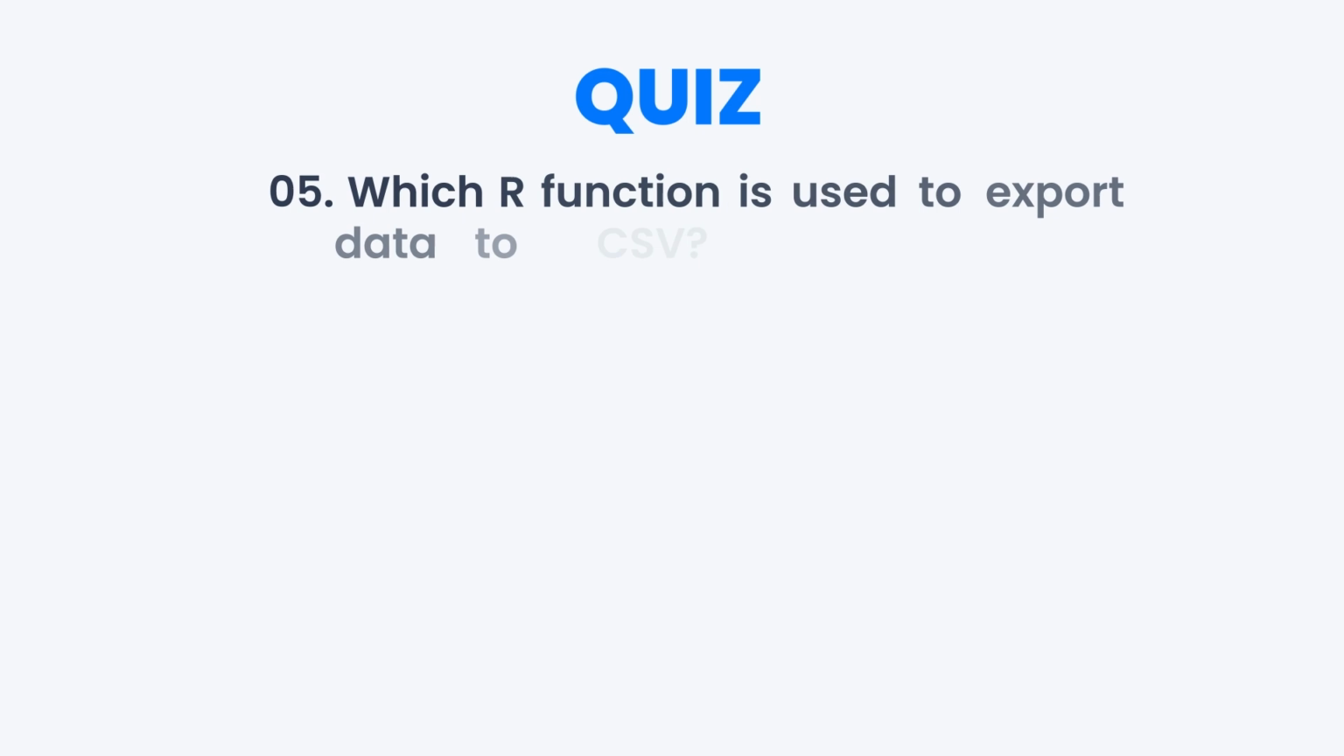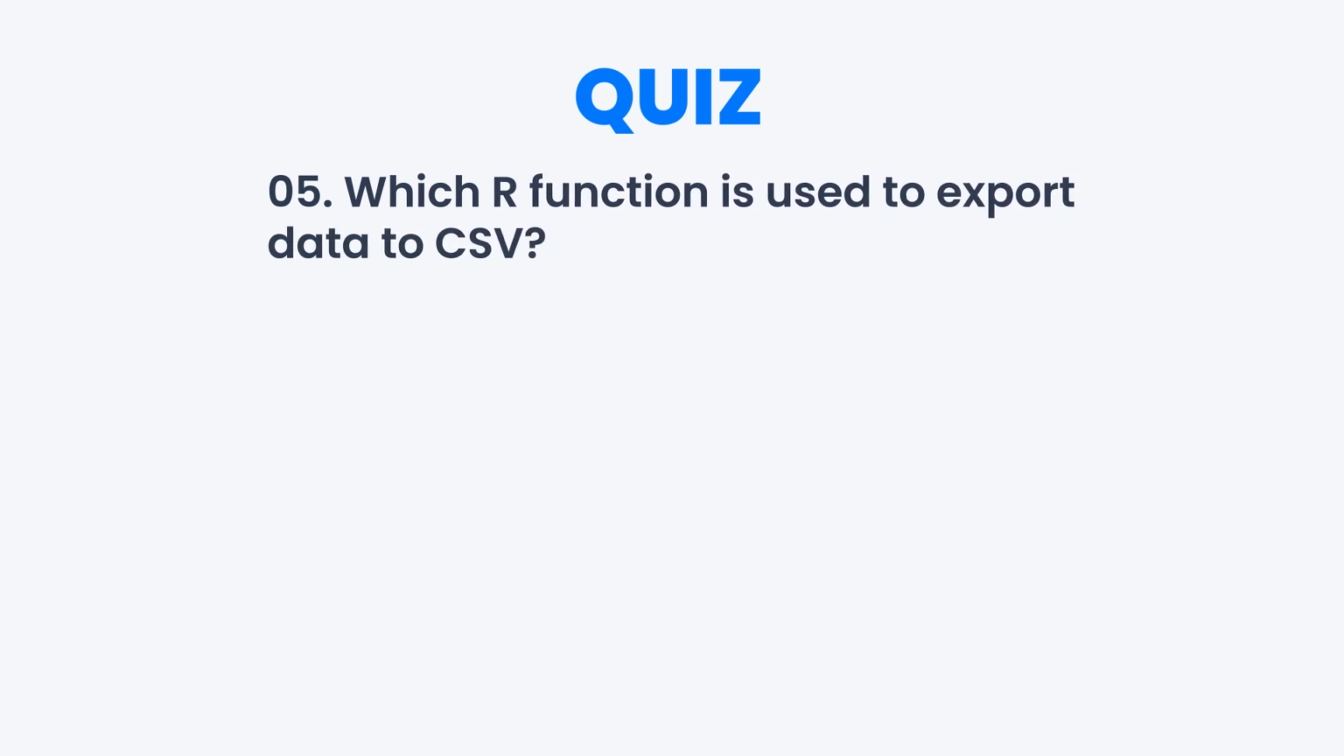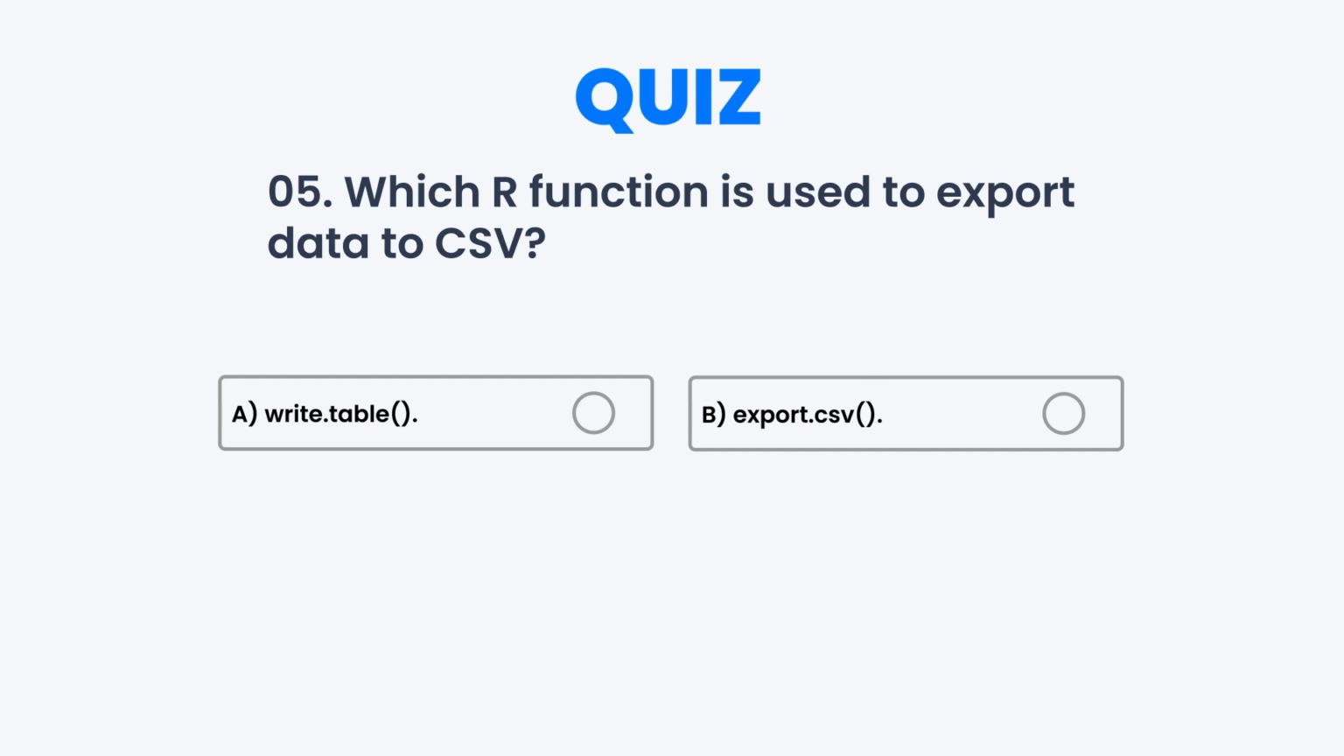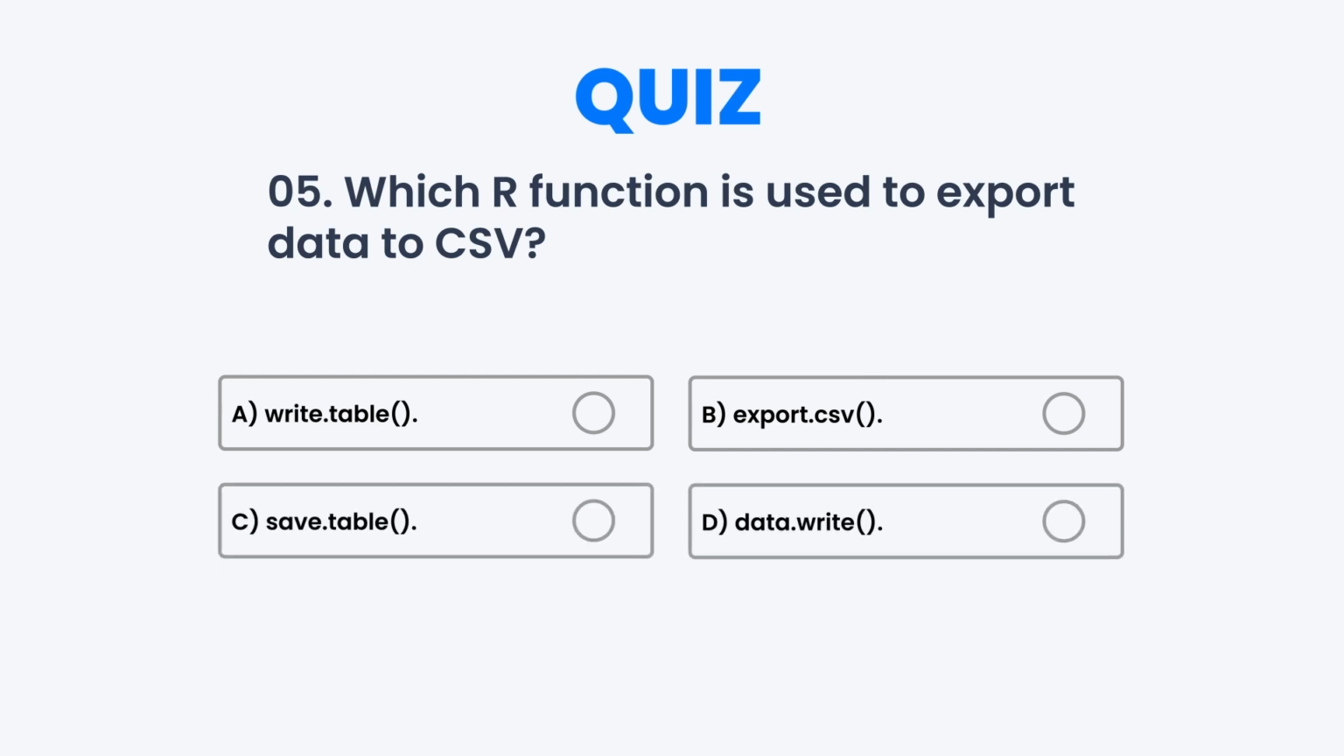Which R function is used to export data to CSV? A. write.table. B. export.csv. C. save.table. D. data.write.